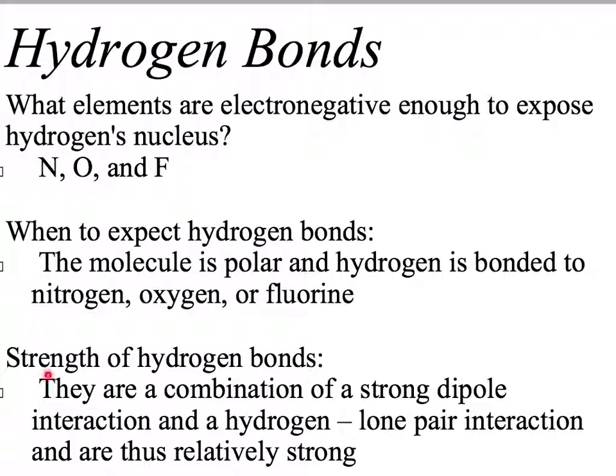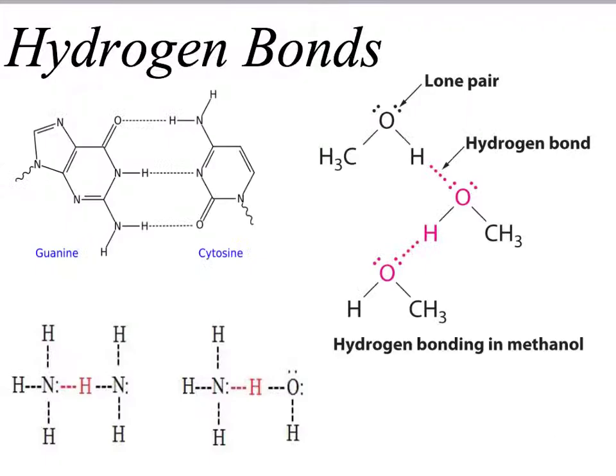So what is the strength of the hydrogen bond? We have to remember that with things that are hydrogen bonded, we have hydrogen bonds, but we also have all of my other forces at play here. We have my Keesom forces, my Debye forces, my London forces. So things that are hydrogen bonded have hydrogen bonds plus all of those other forces. So the molecules in question are held together very tightly. And they are a combination of a strong dipole and a hydrogen lone pair interactions and are thus relatively strong.